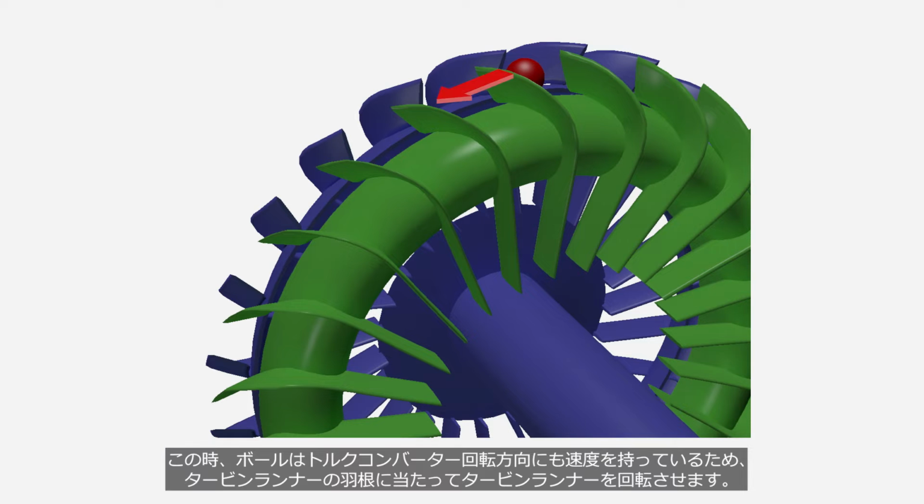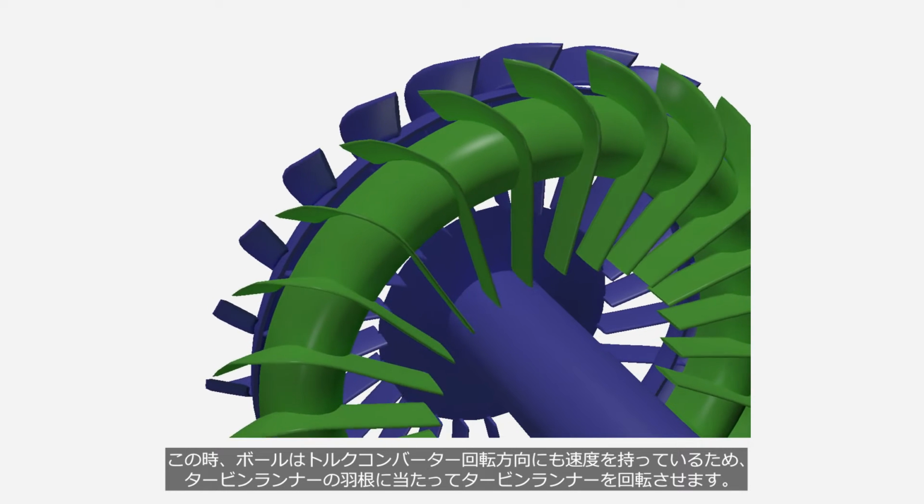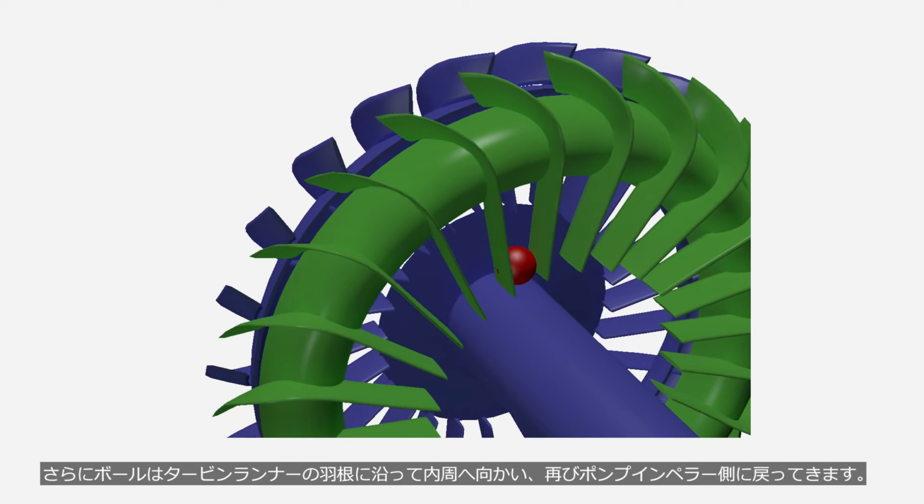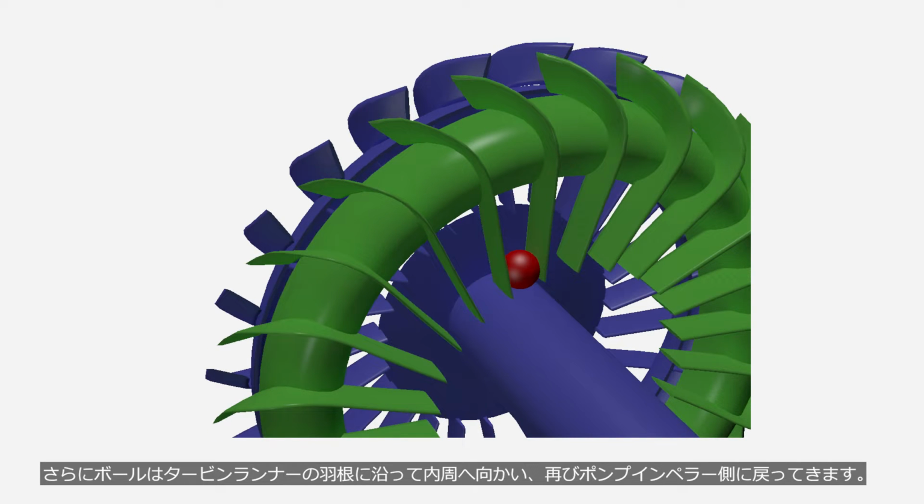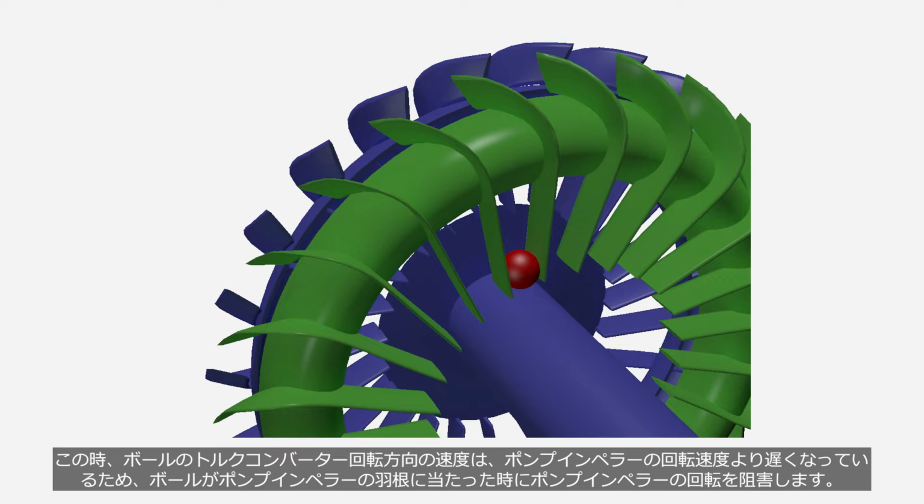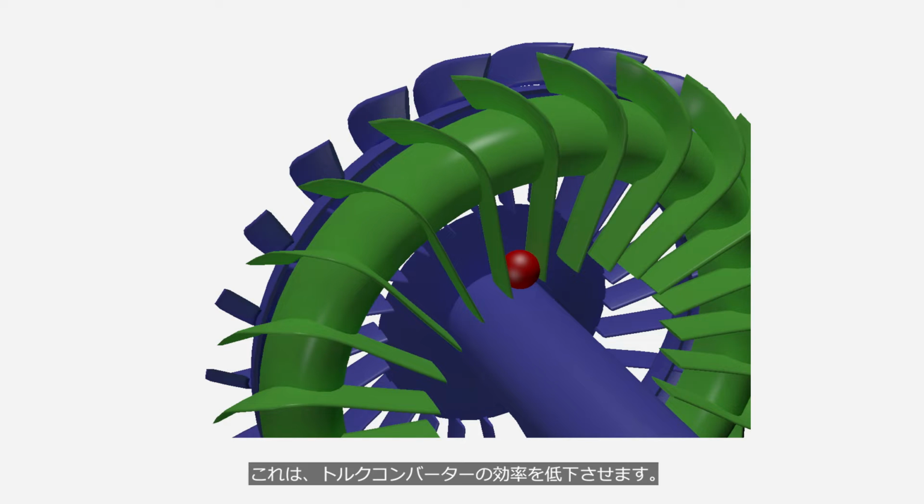At this point, because the ball also has velocity in the direction of torque converter rotation, it strikes the blade of the turbine runner, causing the turbine runner to rotate. The ball moves along the blade of the turbine runner toward the inner circumference, and returns to the pump impeller side. At this point, because the ball's velocity in the direction of torque converter rotation is slower than the pump impeller's rotation speed, when the ball strikes the blade of the pump impeller, it hinders the rotation of the pump impeller. This reduces the efficiency of the torque converter.